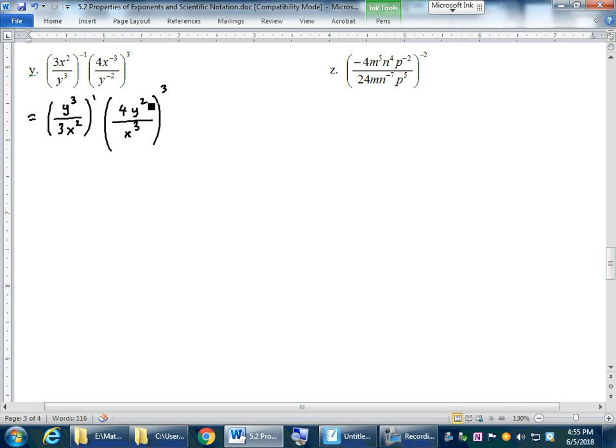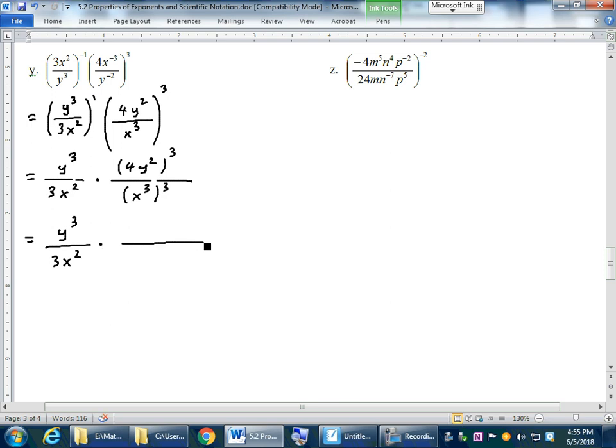Now, I'm going to apply property number 5 for the second fraction for exponent 3. So it will look like this: y to the third power over 3x to the second, times 4y to the second to the third power over x to the third to the third power. Continuing this, using property number 4, that will become 4 to the third power and then y squared to the third power. In the denominator, exponent to exponent, so you multiply them, 3 times 3.